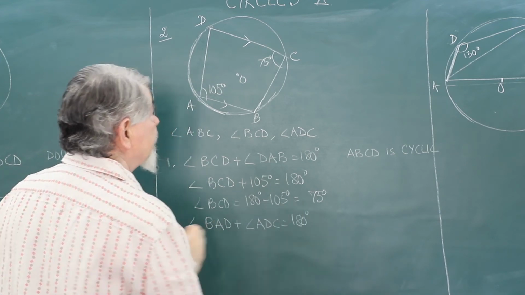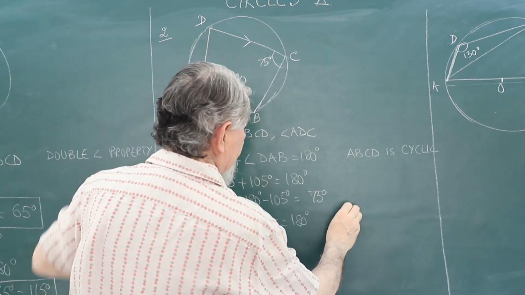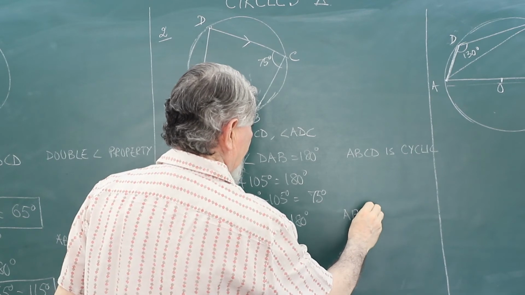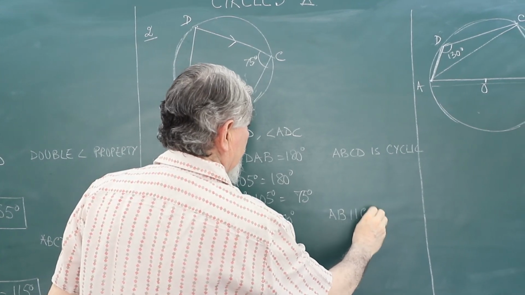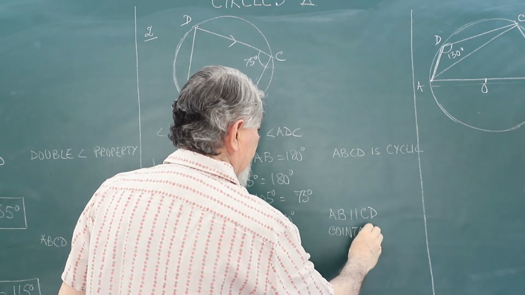Why would this be so? Because AB is parallel to DC. AB is parallel to CD, co-interior angles. These are called co-interior angles.